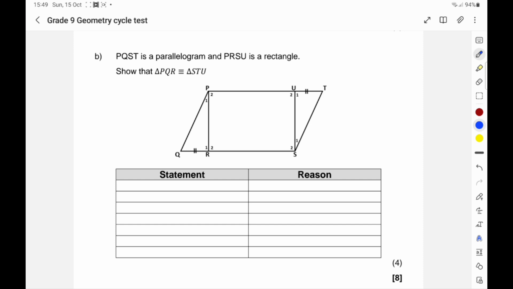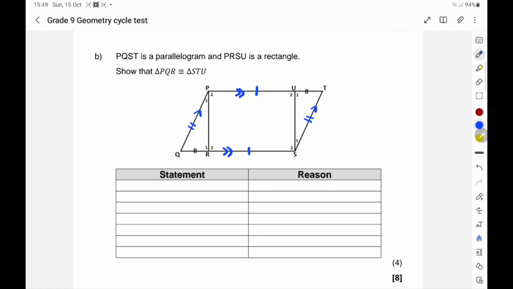PQST is a parallelogram. So very important, what do we know of a parallelogram? Just note the blue things I am adding in. We know that the opposite sides are equal. We also know that the opposite sides are parallel to each other. Is there anything else we need to note yet? Okay, let's stop with that.